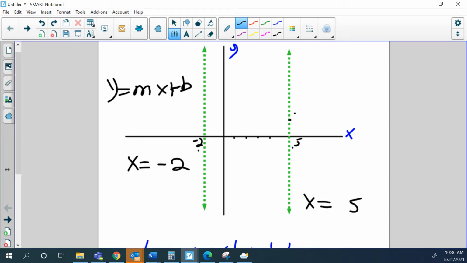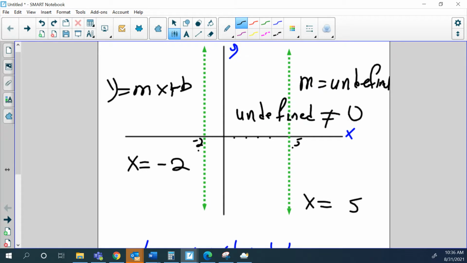So remember now, the slope is undefined. It means that the slope doesn't exist. Undefined does not mean zero. So don't put m equals 0 for that.